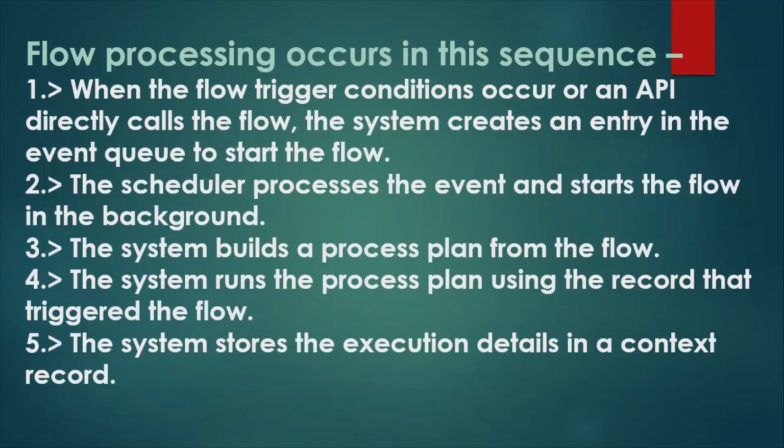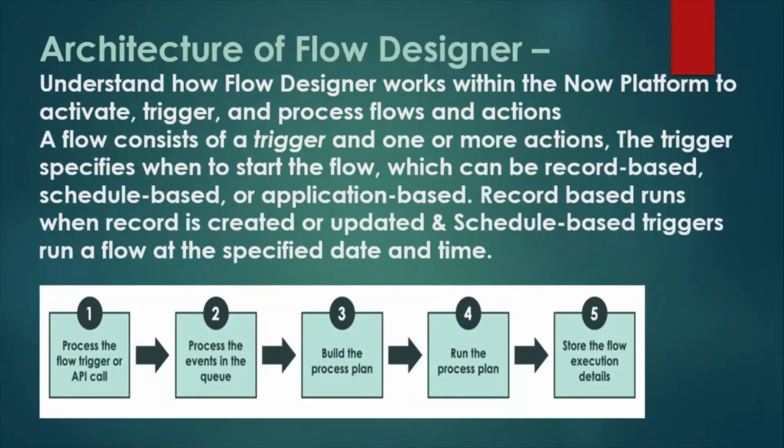Then a scheduler processes the event. So we have an event created in the system, it will be scheduled as per the scheduler, and it will start running in the background. After that, the system builds a process plan from the flow. You can see here, first it got triggered, and then the event in the queue is processed. It creates the event and schedules it, and after that it builds the process plan, like how it has to be executed. It will make the plan, and then in the fourth step it will run the plan as per the process.